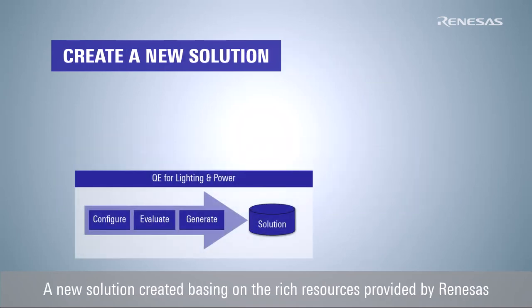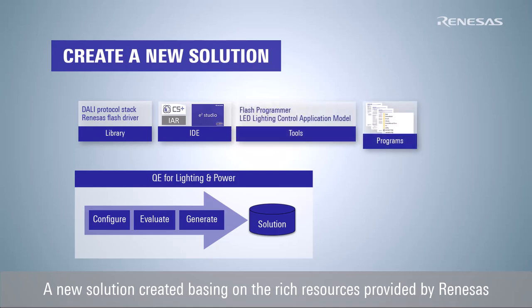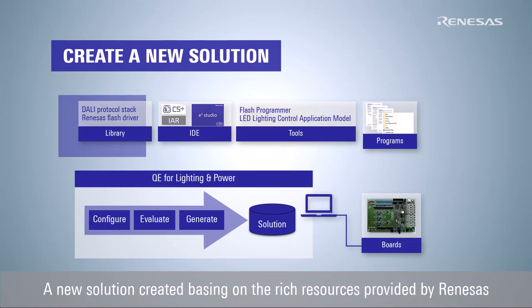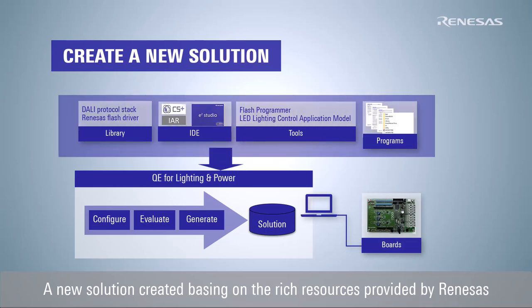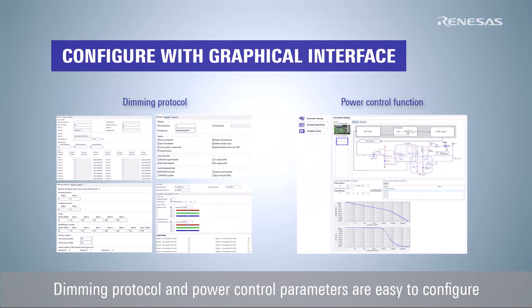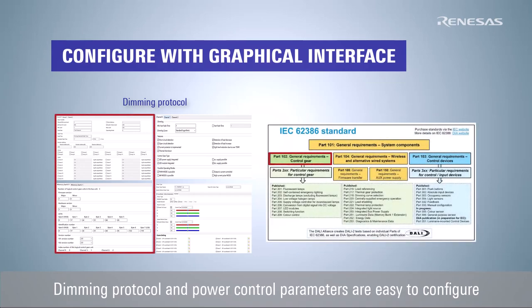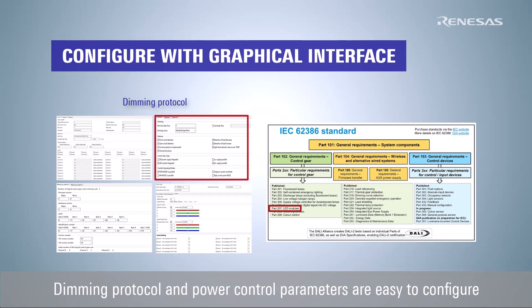The QE for Lighting and Power tool seamlessly integrates Renesas lighting system libraries, integrated development environments, IDEs, programming and simulation tools, solution programs, and evaluation boards. You can create new solutions based on these rich resources. The parameters of the dimming protocol and power control functions can be configured through a graphical user interface. For example, the graphical user interface for the DALI protocol is organized for easy understanding and use.